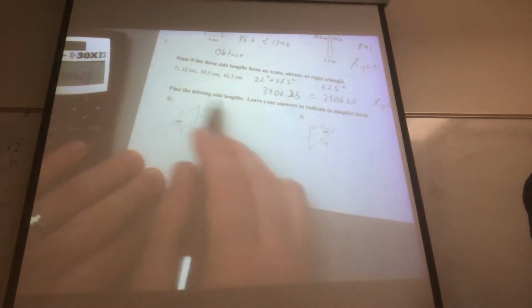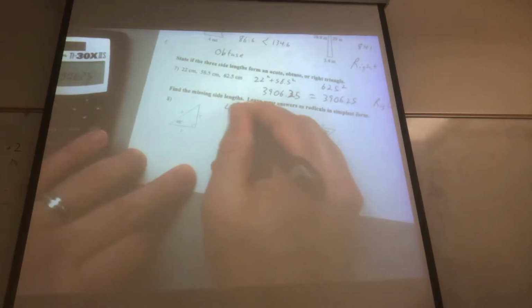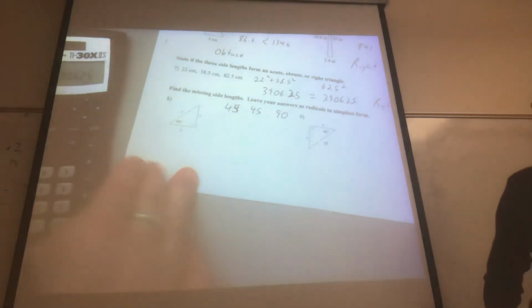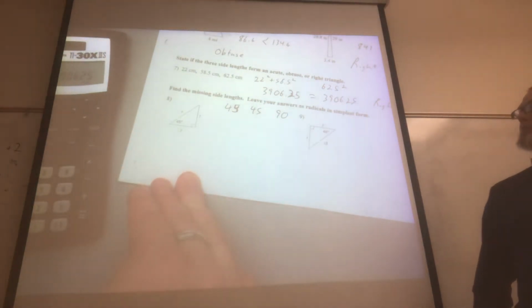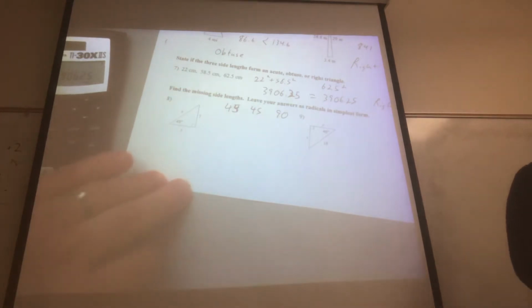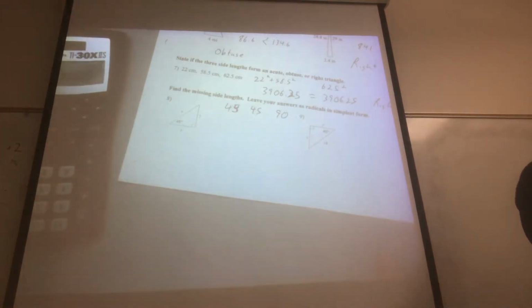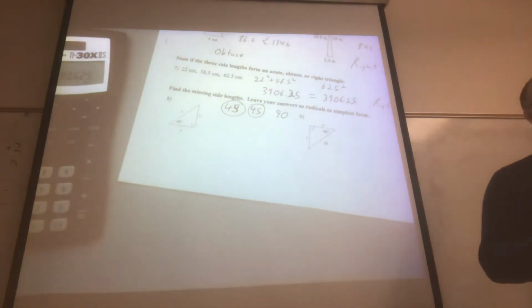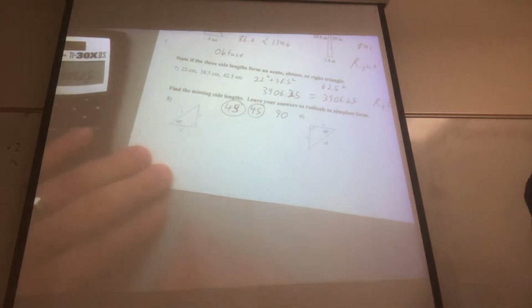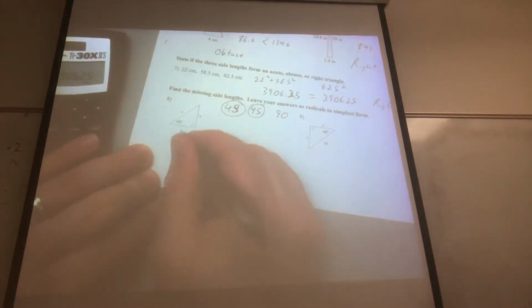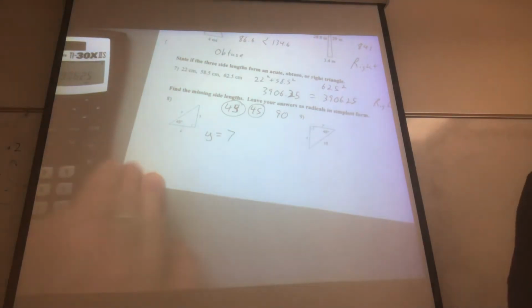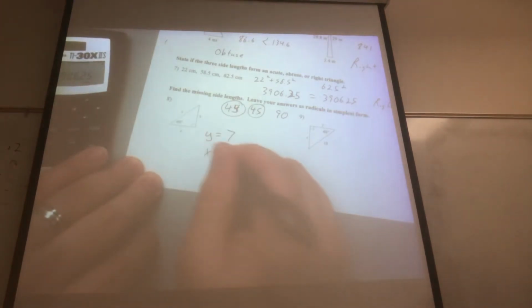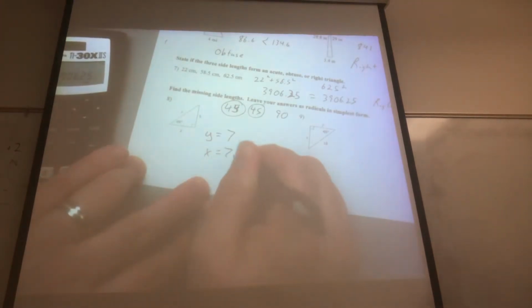On number 8, we have special right triangles. These are 45, 45, 90 right triangles, both of them. So if these are both 45, 45, 90 right triangles, that means two things. Number one, this is basically the diagonal of a square. It's because two of the angles are the same. It's an isosceles triangle, which means two of my sides are going to be the same. If this side is 7, then the other side down here, y, is also 7. The hypotenuse of this triangle is over here on x. That's going to be 7 times the square root of 2.